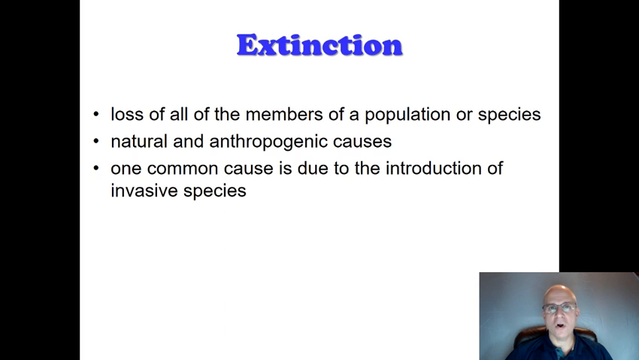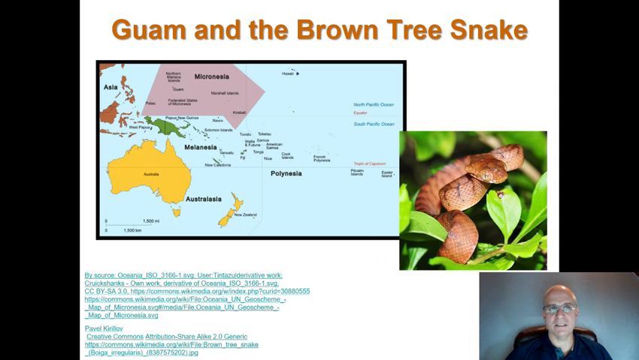And one very common cause for these organisms to become extinct is through the introduction of invasive species. And if you've read the textbook, and hopefully you have, the story the textbook talks about is the island of Guam and the introduction of a snake called the brown tree snake. And here you can see where Guam is in the upper left-hand corner here.